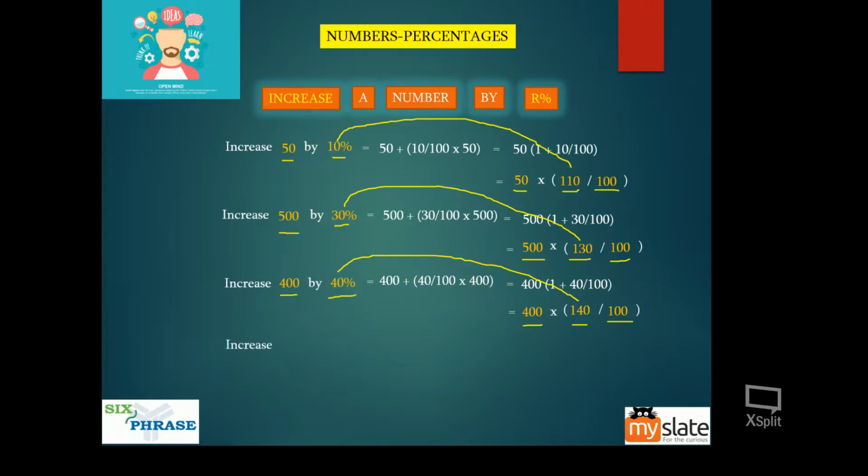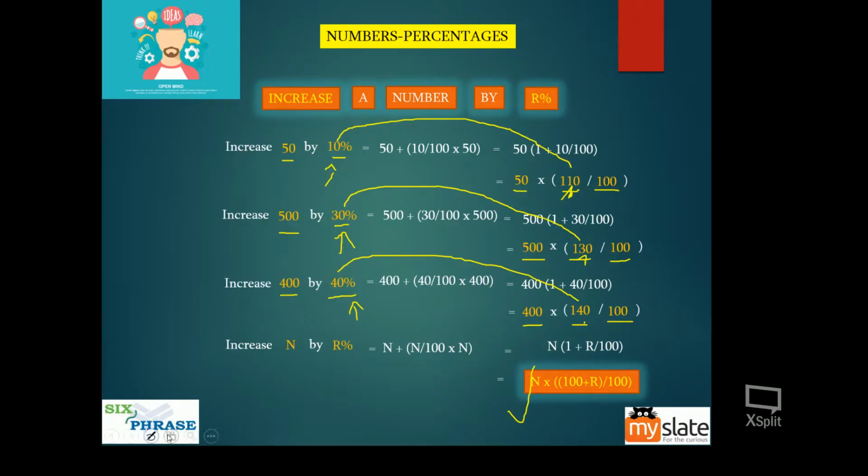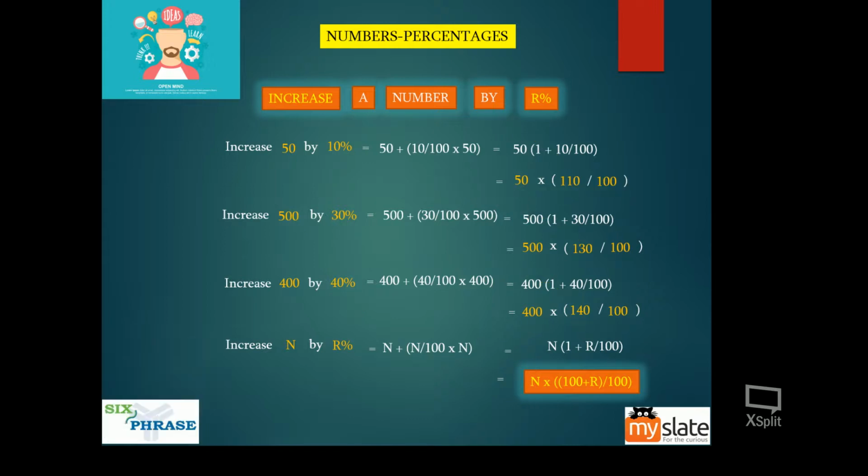In general, if the number is n, to increase it by r percentage, I'll multiply the number n by 100 plus r. Why am I doing 100 plus r? I am adding 100 to r to get this 110, 130, 140. So in general, this is the formula: n, where n represents the number, n into 100 plus r by 100.